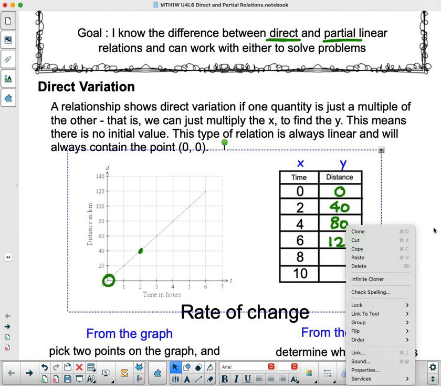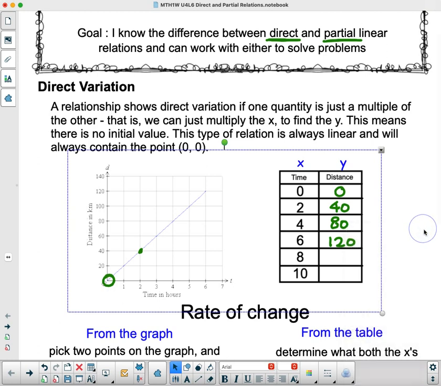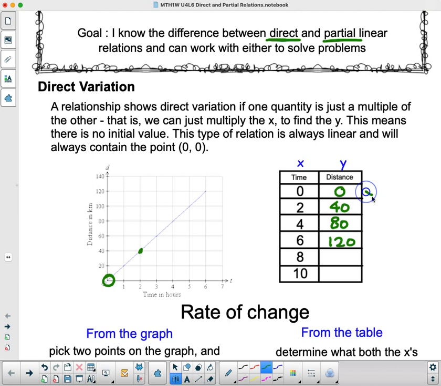So remember, we can use the rate of change. This is going up by 2 every time, and that's still going up by 2. So on this side, we're going up by 40 every time. So if we're going up by 40 every time, then this is going to be 160, and this will be 200.